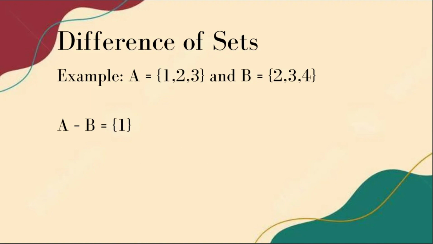Difference of sets. What is the difference of sets and how many is it? For example, set A has 1, 2, 3 and set B has 2, 3, 4. They each have one element that is different, which is 1 and 4. That one element means one difference between those sets.